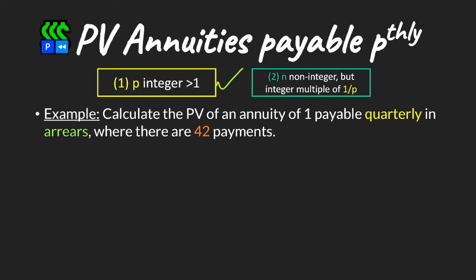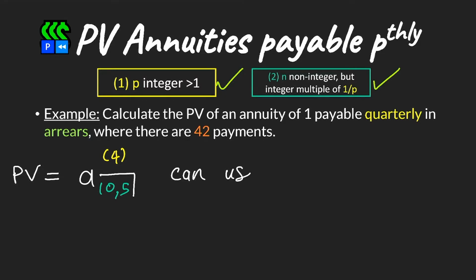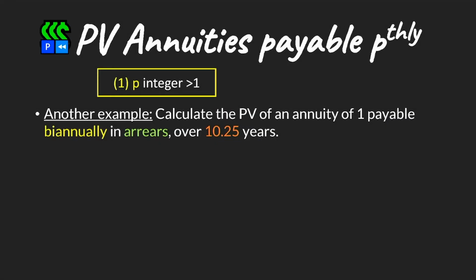Now that these conditions are met, what does this mean? It means that we can calculate the present value using our usual pthly annuity formula. In this case, we can use this one where we have 4 payments per year for 10.5 years, where payments are made in arrears. So the idea is, if you meet these conditions, you can use the usual annuity formulas. Let's look at another example.